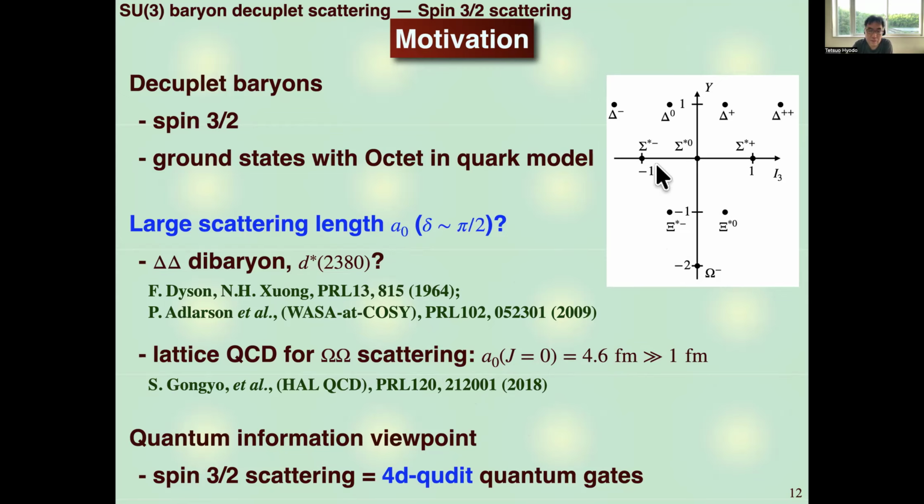From the viewpoint of quantum information, this spin 3/2 nature is also interesting. Because we mentioned that spin 1/2 is the standard qubit, a quantum bit, but for spin 3/2 we have 4 components: plus 3/2, plus 1/2, minus 1/2, and minus 3/2. So it is a 4-dimensional system for a single state, sometimes called a 4-dimensional qudit. The 3-component one is called a qutrit. And more than 4 components is generally called a qudit, 4D or 5D or 6D or something. So considering the scattering of the spin 3/2 system is equivalent to discussing the quantum system composed of the 4-dimensional qudit system. And its symmetries correspond to the quantum gates for 4D qudit systems.